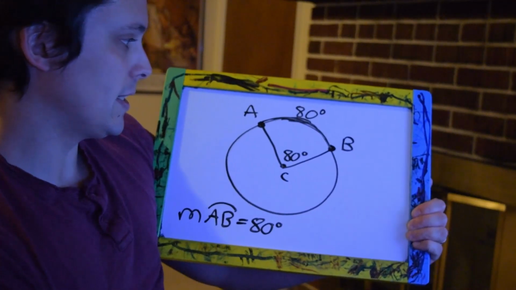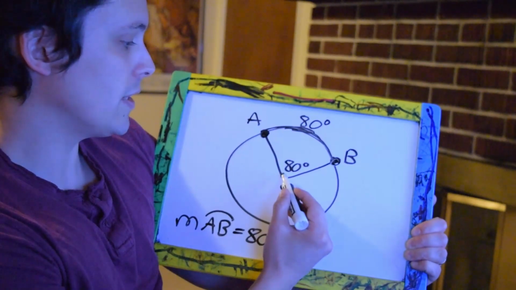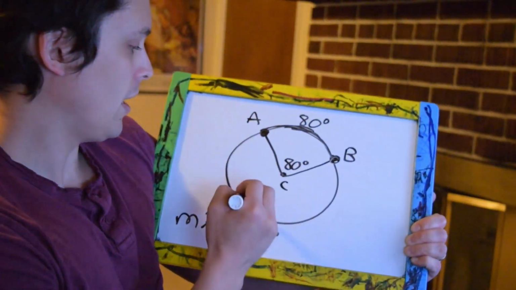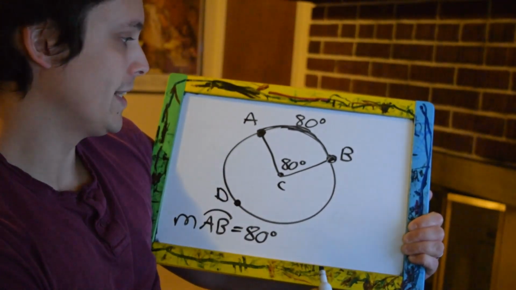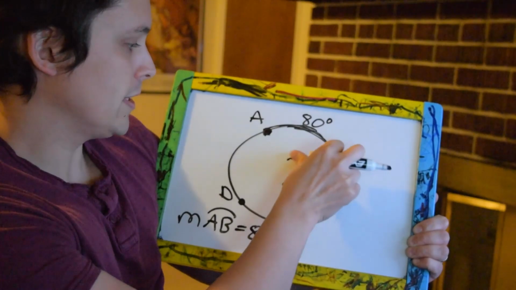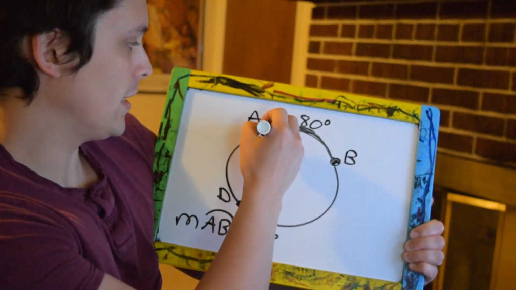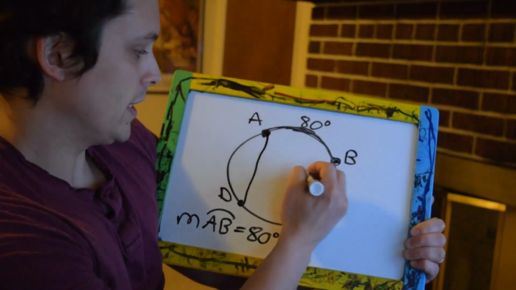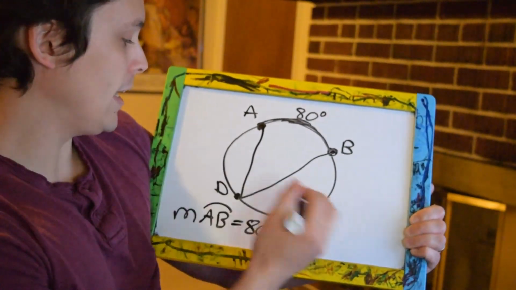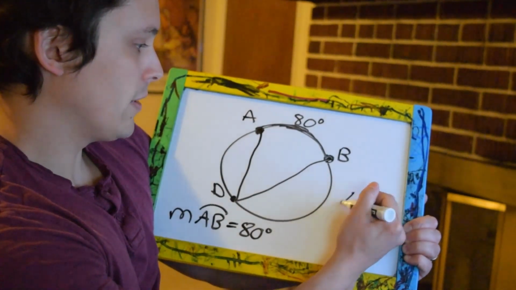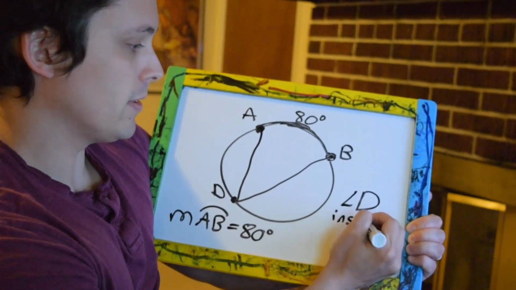What I want to talk about today is what if I took these same 2 points and instead of connecting them to the center of the circle, I connected them to a different point on the circle. Let's call that point D. And let's ignore this for a minute so it doesn't clutter the diagram. So we have this arc that's 80 degrees, and I connect its endpoints to a different point. Again, instead of being connected to the center, I connect them to another point. The angle we form here is angle D, and angle D is called an inscribed angle.